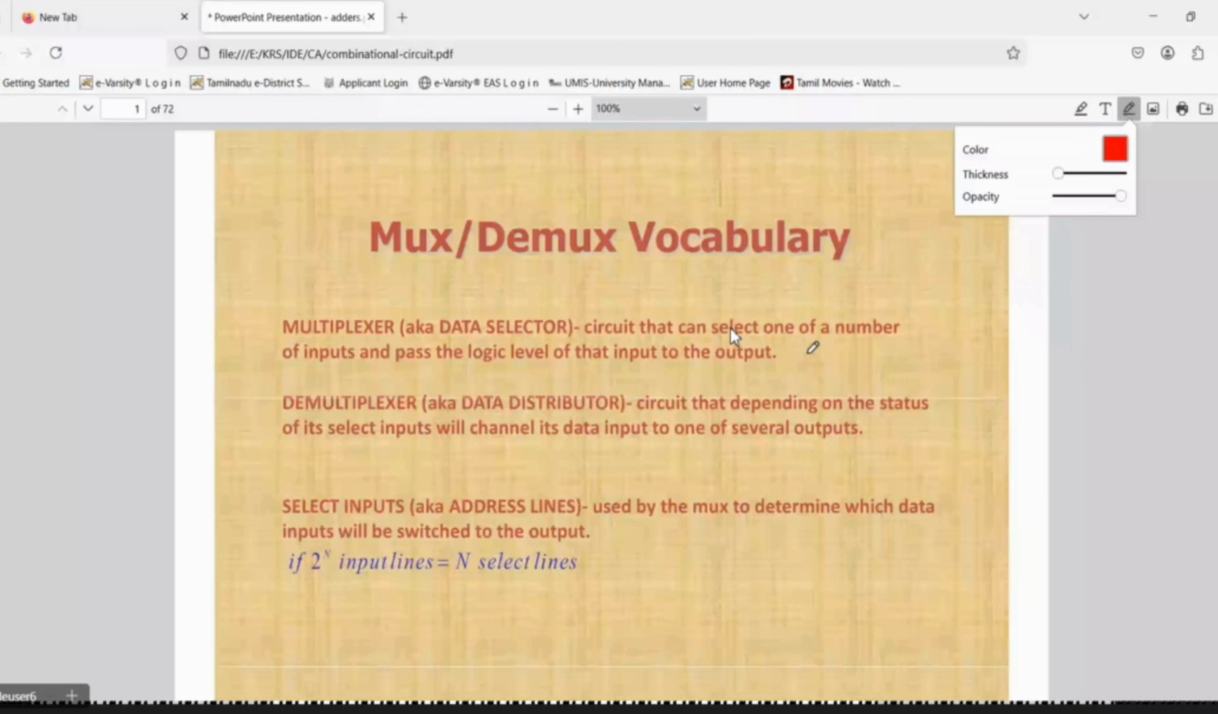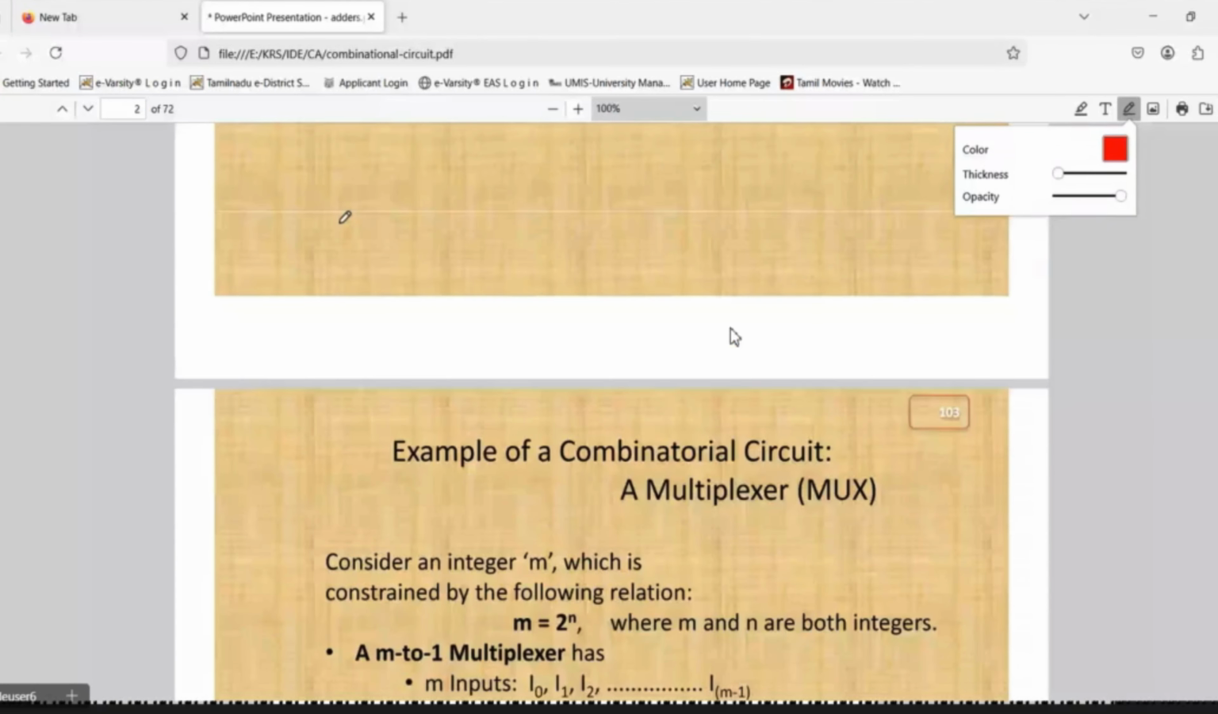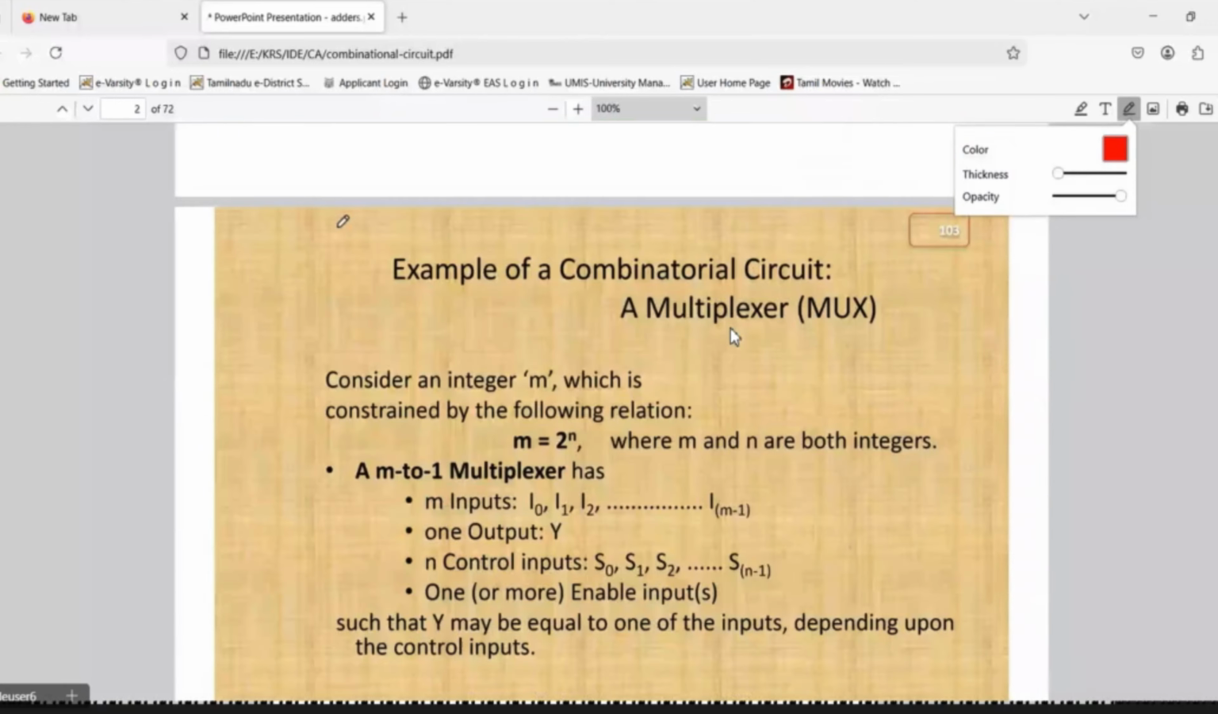So multiplexer is a circuit that selects one of the inputs and passes the logic level of that input to the output. Similarly, the demultiplexer is the opposite of the multiplexer. Therefore, it has only one input line and n output lines. So multiplexer and demultiplexer. So example of multiplexer, MUX ன்னு சொல்லுவாங்க. மல்டிப்ளெக்சர்ங்கிறது MUX.